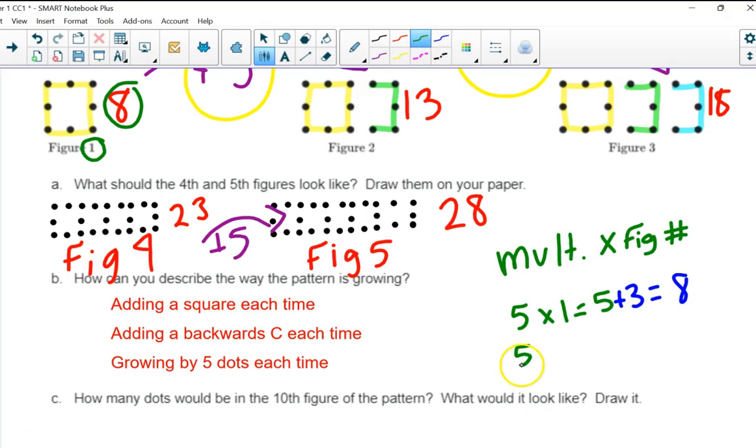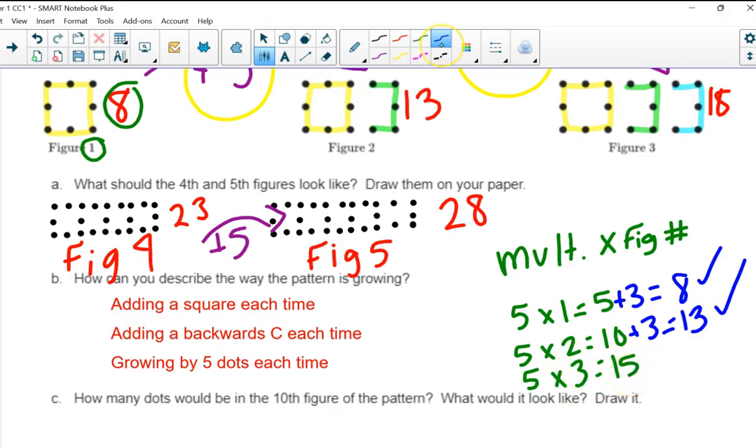So 5, our multiplier, times our figure number. 5 times 2 is 10. Again, that didn't give us 13, but remember, in the last one we added 3. Did that give us the number of dots? Yep. Let's try figure 3. We take our multiplier, or our growth number, 5 times our figure number. That gave us 15. We're not quite at the number of dots, but what do I have to add to 15 to get to 18?